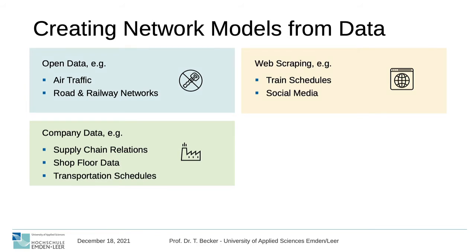This could be, for instance, supply chain relations. So the companies could give you information on their suppliers, for instance, and on their customers, so that you can create supply chain relations with that. They might give you shop floor data, as you've seen in the example on the previous slide, but they might also give you transportation schedules from their deliveries, so that you can use this data to create a network of transportation from this.